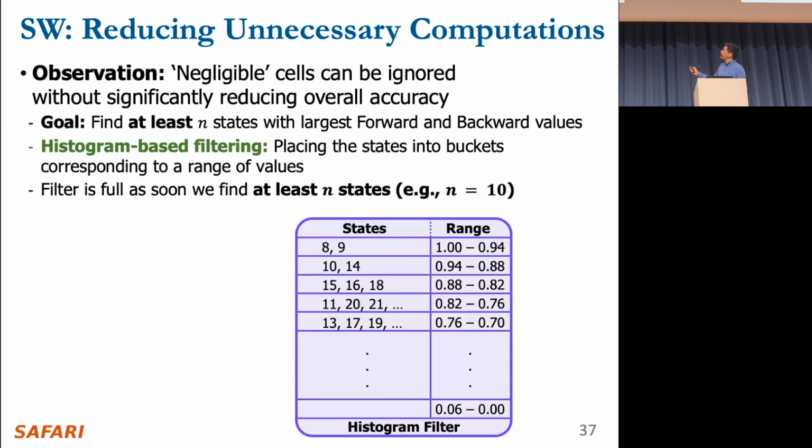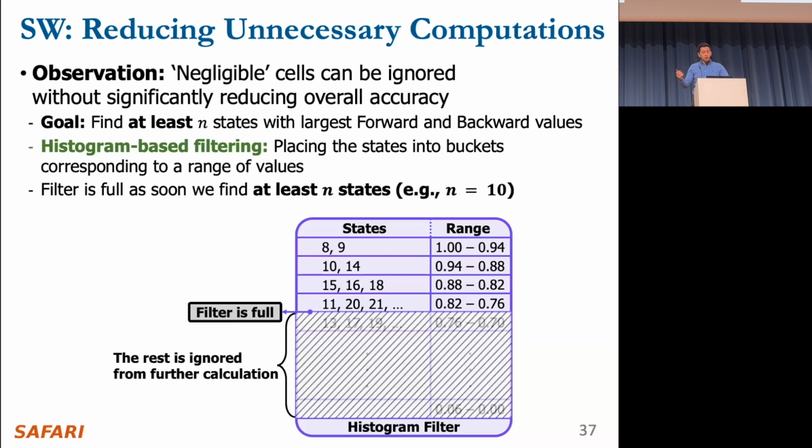For example, in this case, we may want to find 10 states. And to this end, we start with the largest values, of course, and continuously ask whether the filter is full or not. So in this case, we have only 2 states. We continue searching until the filter is full. And when we notice that we included enough states for further calculations, we say the filter is full, so we can simply ignore the rest of the states. This reduces the computation a lot without having the complexity of sorting.